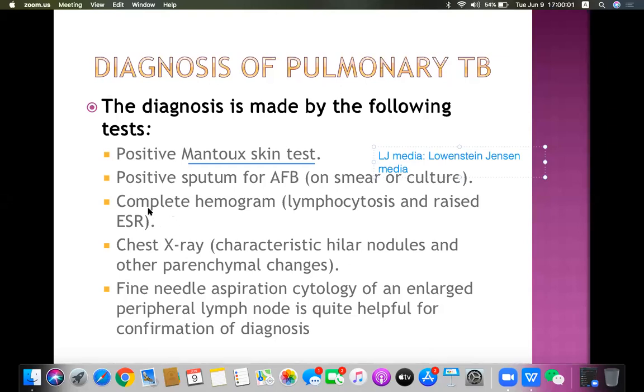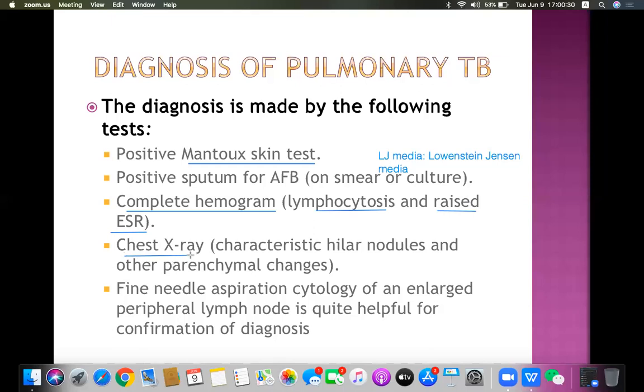Another important investigation you can do is complete hemogram, also known as complete blood cell examination, or CBC. If we do that, lymphocytosis and raised ESR would be seen. ESR is very high in case of tuberculosis, and there will be lymphocytosis. But total WBC count may be normal.